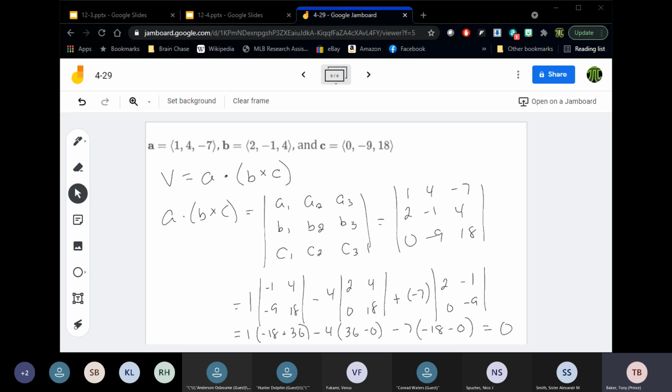So one of the nice things about using the triple product is you can take three vectors and determine if they're coplanar if it comes out to be 0. If it doesn't come out to be 0, you know they're not coplanar. So it's one of the ways that you can determine if vectors are coplanar or not.